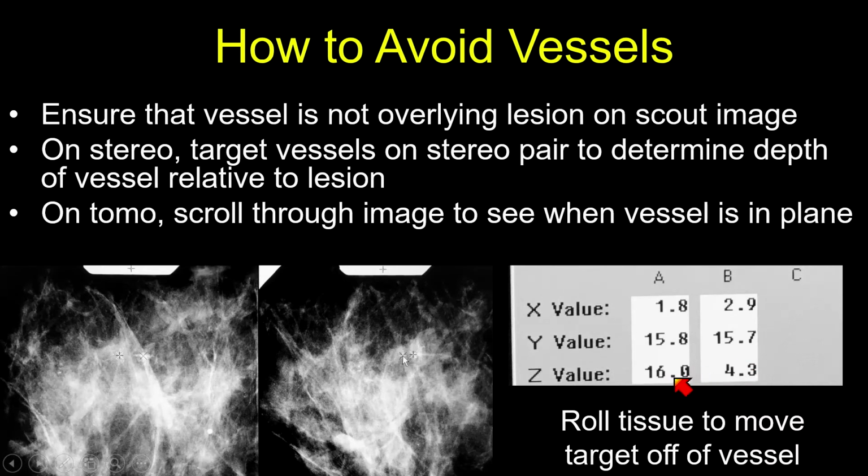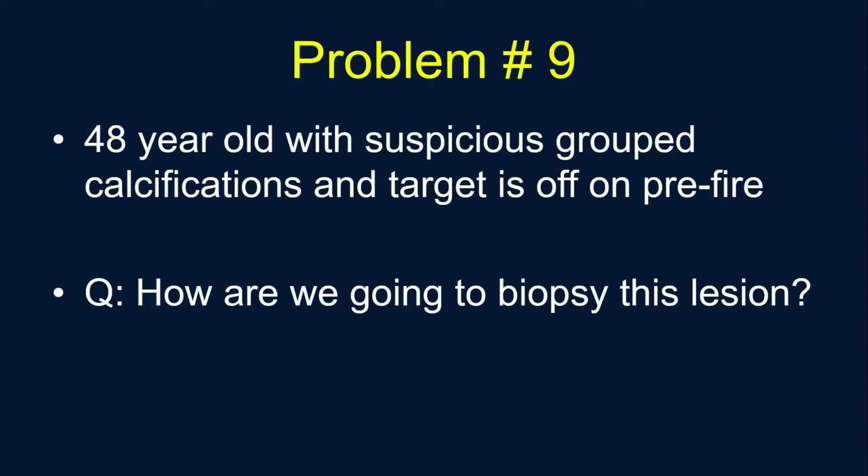So if we were to not reposition this patient, you're definitely going to go right through that vessel and potentially have a large hematoma or a lot of bleeding related to that. So usually what you can do is ask the technologist to roll the breast tissue one direction or the other, repeat your scout, and more often than not you'll be able to roll that vessel away from your entry point and successfully biopsy without having any major complication.